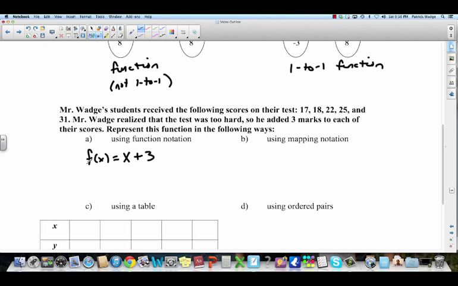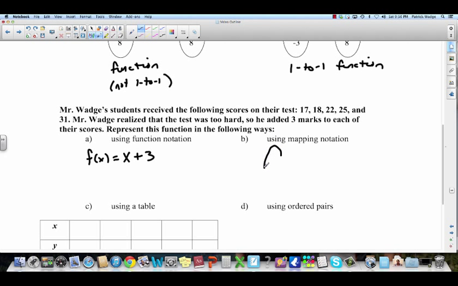Right? So we've got a function, a rule, that includes x in it. Is that true? Yep, there's the x. So our rule definitely includes x, and our rule is x plus 3. Right? These are the scores, 17, 18, 22, 25, and 31. That's the x numbers, and then we're adding 3. That's function notation. That's probably the hardest part.